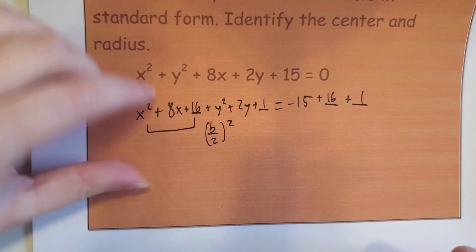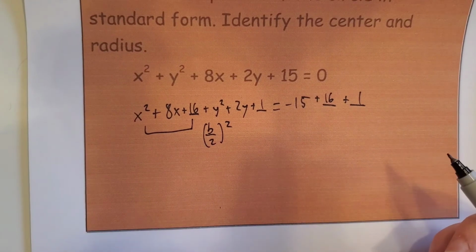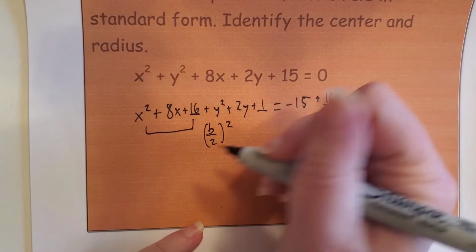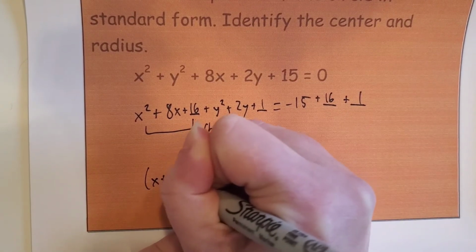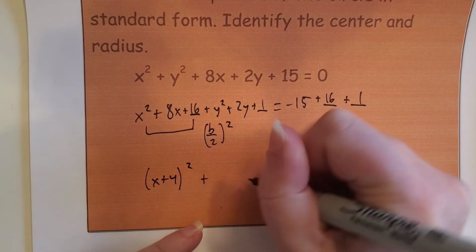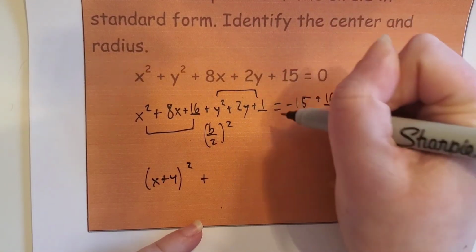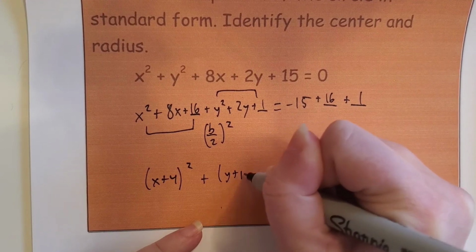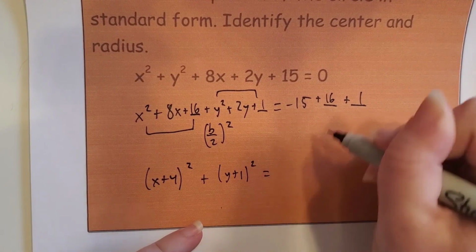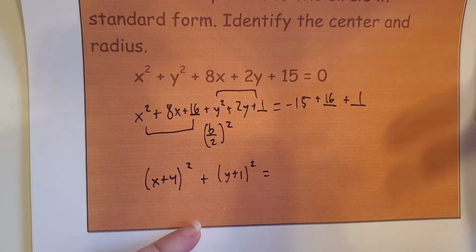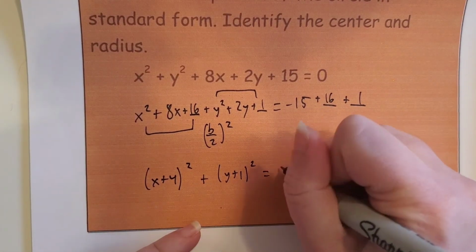What are factors of 16 that add up to 8? Again, it should be exactly the same thing, or the same factors, 4 and 4. So x plus 4 and x plus 4, or x plus 4 squared. What are factors of 1 that add up to 2? We did this in the last problem. It's 1 and 1. So y plus 1 squared. And then, again, simplified this first last time. So negative 15 plus 16 plus 1 is 2.